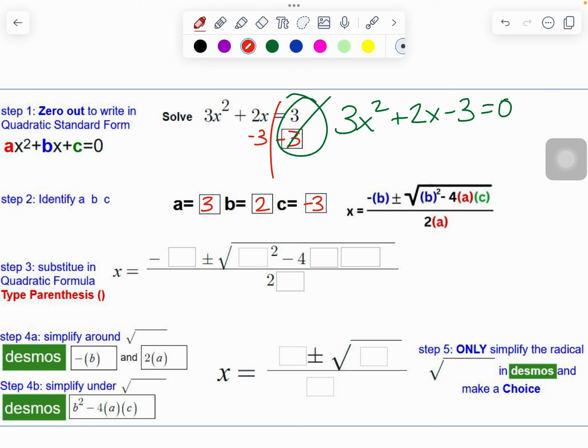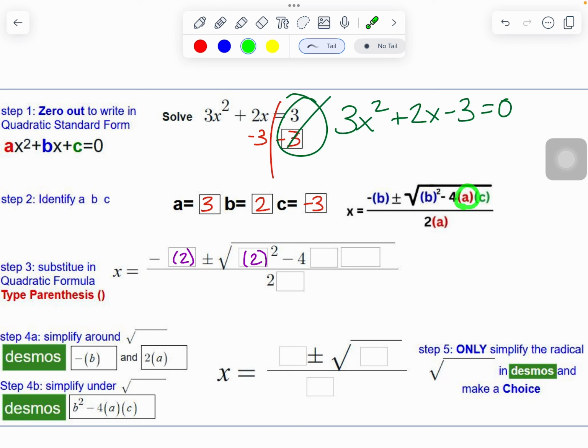Then we're going to plug it into our formula just like we did before, always using parentheses. The first one is B, which comes first and second, and I have a 2 for B. So in both of the first two spots, we're going to put the number 2 in parentheses. So parentheses 2, parentheses 2.